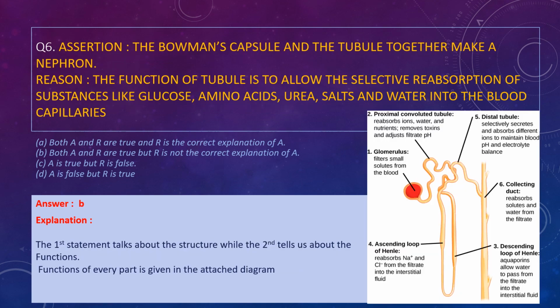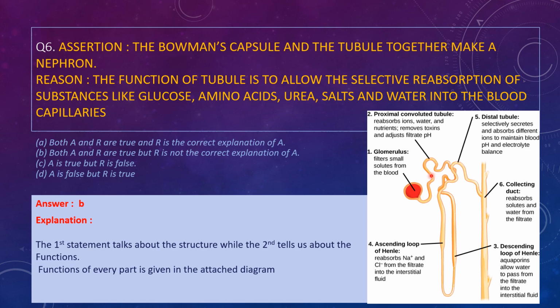Assertion: the Bowman's capsule and the tubule together make the nephron, which is true. You have the Bowman's capsule here, and inside it is the glomerulus, and along with that the tubule together forms the nephron. Assertion is correct.